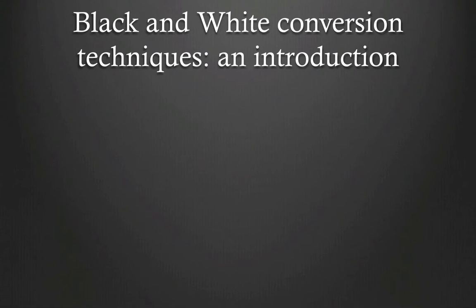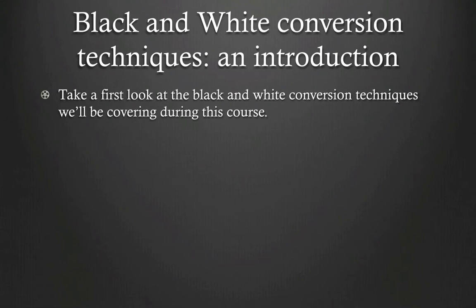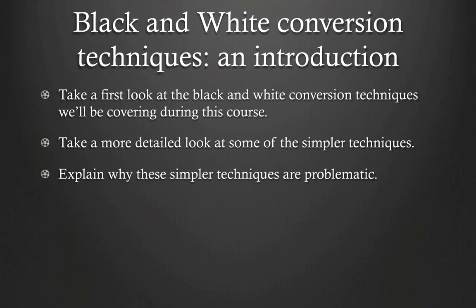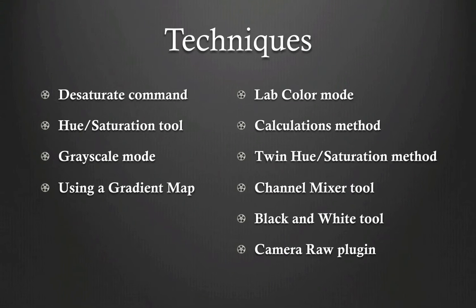So what we're going to do in this video is three things. First, we're going to take a look at the black and white conversion techniques we'll be covering during the course. What we're then going to do is take a more detailed look at some of the simpler techniques, and explain why these simpler techniques are problematic. So the techniques we're going to look at in this video are on the left, and that's the desaturate command, hue saturation tool, grayscale mode, and using the gradient map.